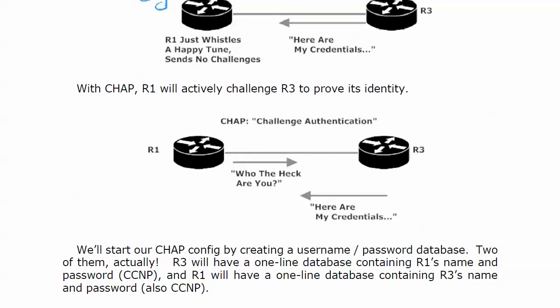With CHAP, we're going to see an active challenge. Router 1 is basically saying, who the heck are you? And router 3 breaks out its credentials and says, here's who the heck I am. Now, I want to show you this config on the board because I want you to see a couple of debugs side by side. You've probably already guessed which ones, but in case you haven't, you'll be surprised.